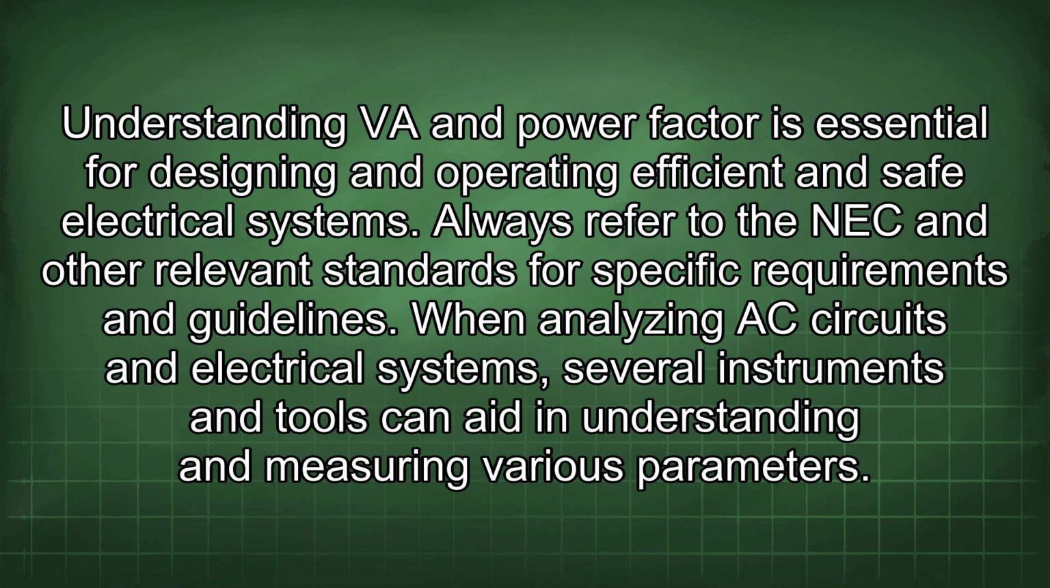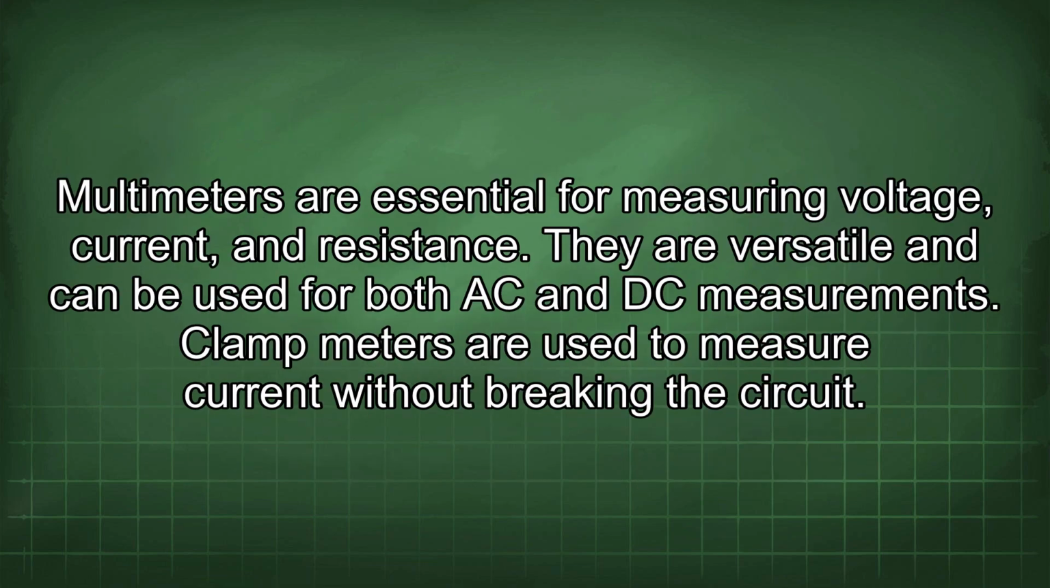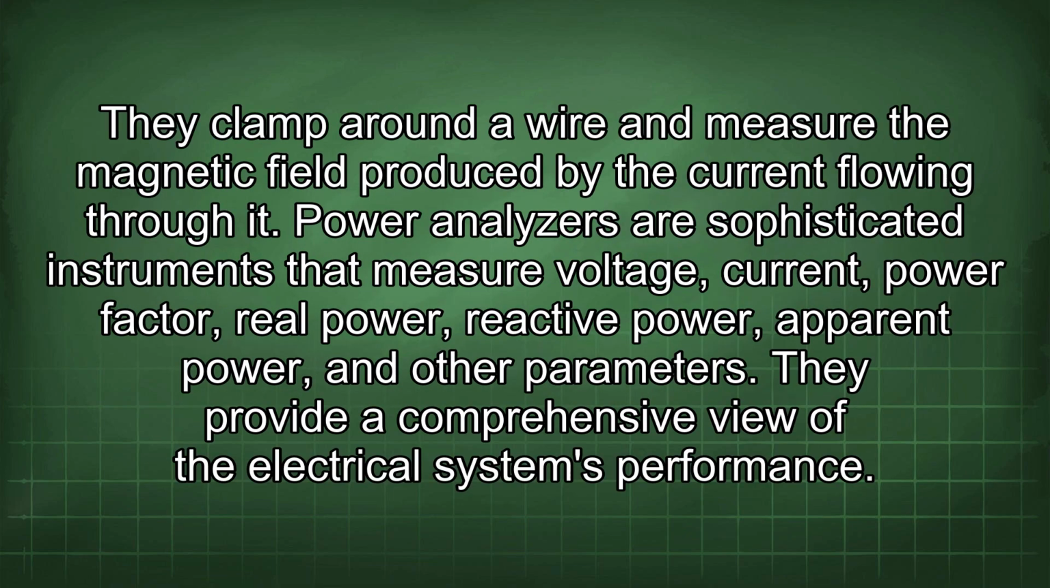When analyzing AC circuits and electrical systems, several instruments and tools can aid in understanding and measuring various parameters. Multimeters are essential for measuring voltage, current, and resistance. They are versatile and can be used for both AC and DC measurements. Clamp meters are used to measure current without breaking the circuit. They clamp around a wire and measure the magnetic field produced by the current flowing through it.